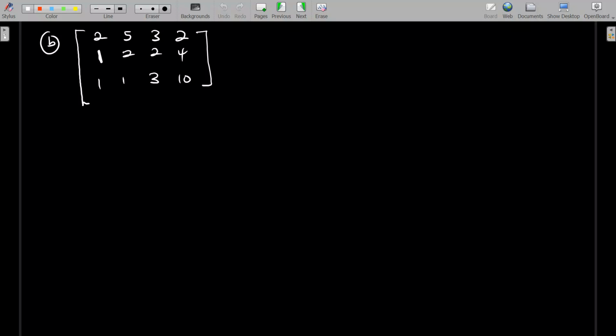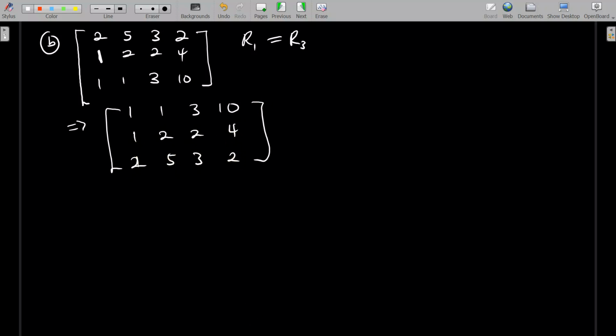What you can do is change row 1 with row 3, or swap them, because I know I have a 1 here to be a leading one, and that's what I want. So this will imply that I have this matrix, 1 1 3 10, and I didn't do anything to row 2, but I swapped row 1 and row 3. So I'm going to write row 1 this way. I'm going to reduce it by multiplying this by 2.